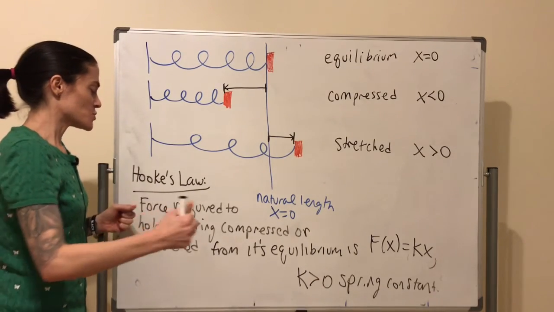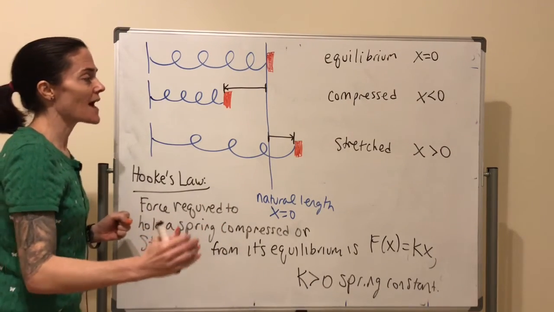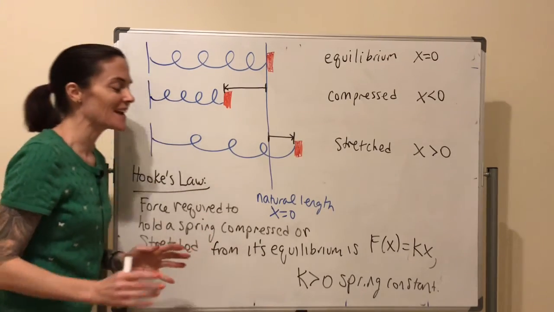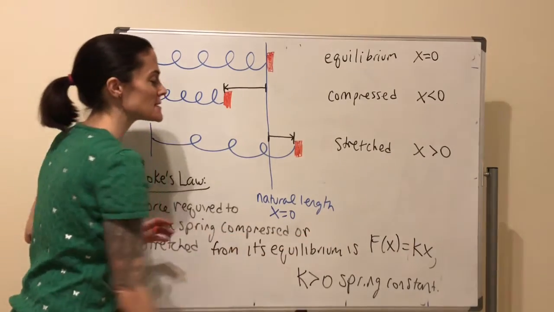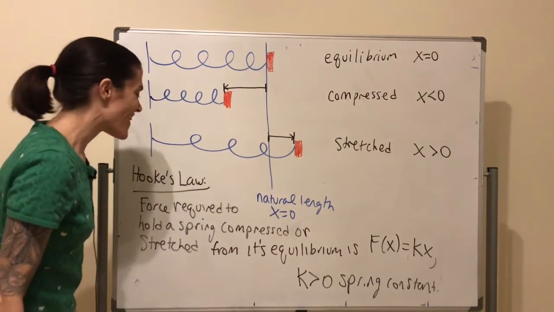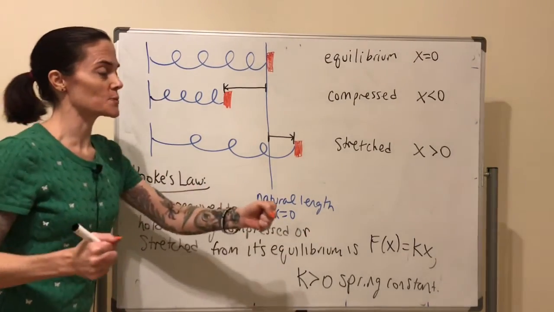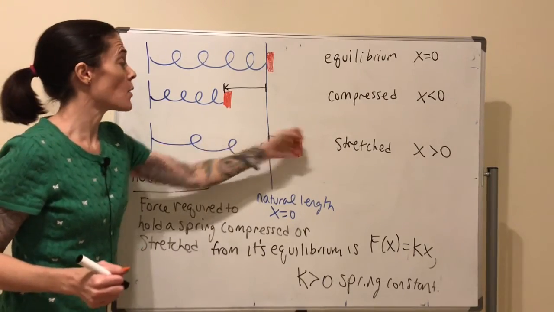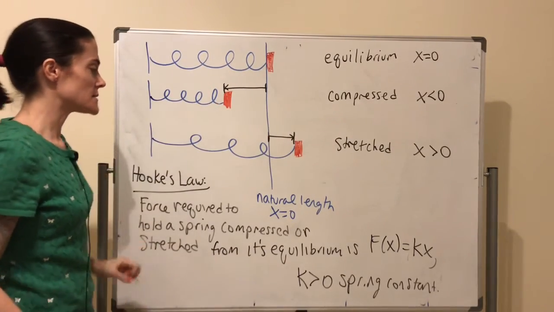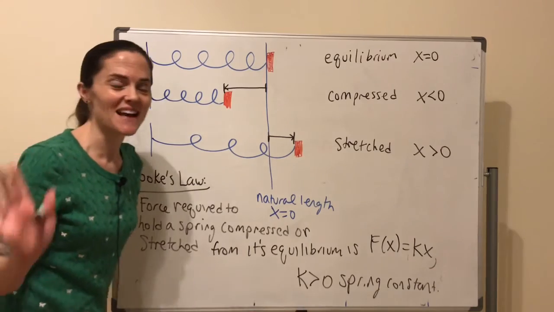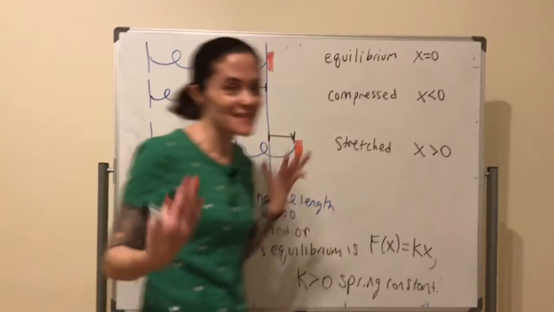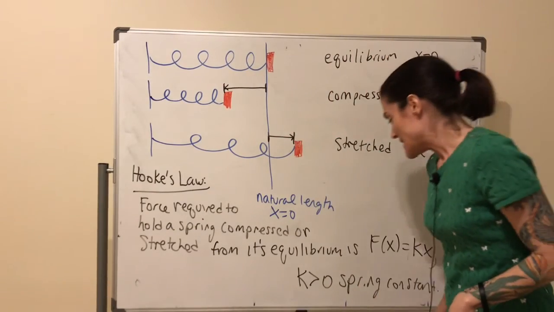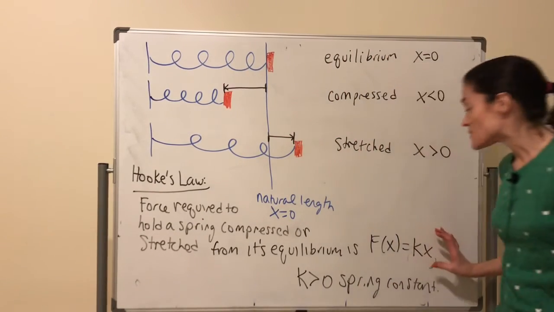I'm talking about the force required to hold a spring, not the force that the spring is doing. If I were to state it that way, I'd put a minus in front of this. But this is one way to state Hooke's law. The force required to hold a spring stretched, or to hold it compressed, is of this form: f of x is kx, where k is the spring constant, and it depends on the spring. Okay, so this is variable.